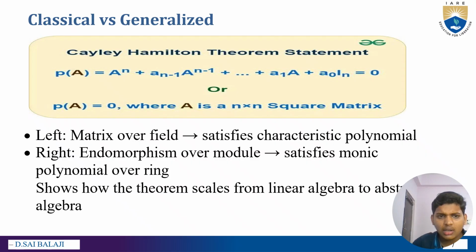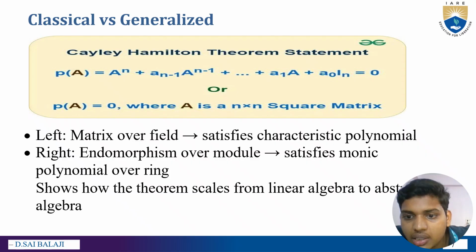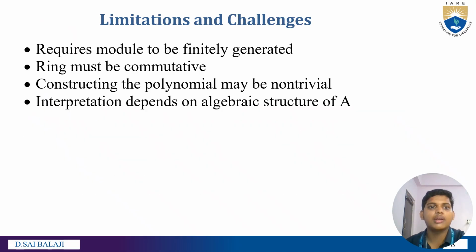Here, on the left side, a matrix over a field satisfies its characteristic polynomial. On the right side, an endomorphism over a module satisfies a monic polynomial over a ring. This shows how the theorem scales from linear algebra to abstract algebra. And yes, coming to the next one: limitations and challenges of the generalized Cayley-Hamilton theory.